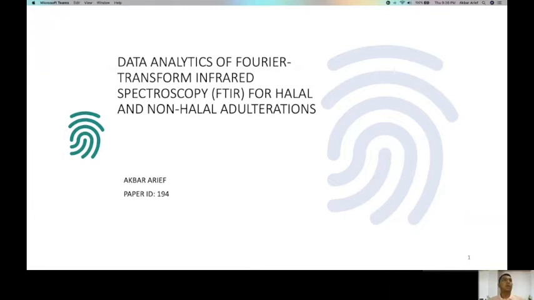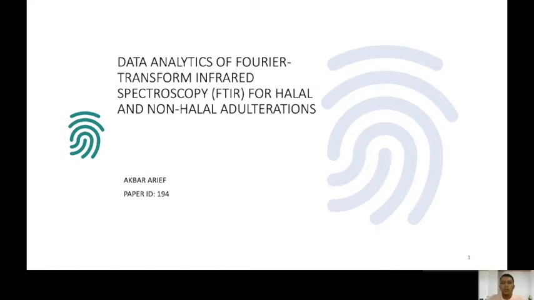So for today, I would like to present about the project that we have done over the past 2 years. It's regarding data analytics of Fourier transform infrared spectroscopy, or known as FTIR, for halal and non-halal adulterations. So let me give a little bit of context of what this project is about.